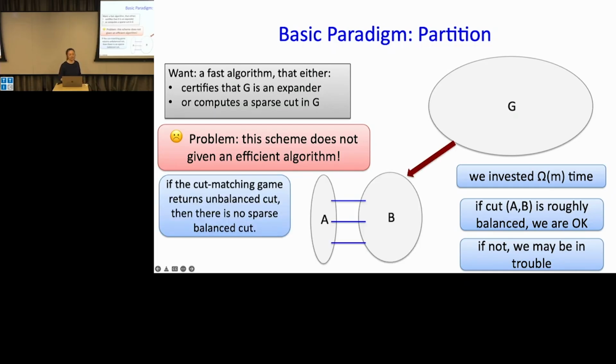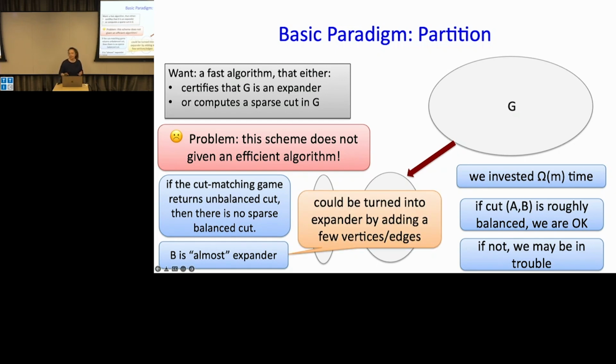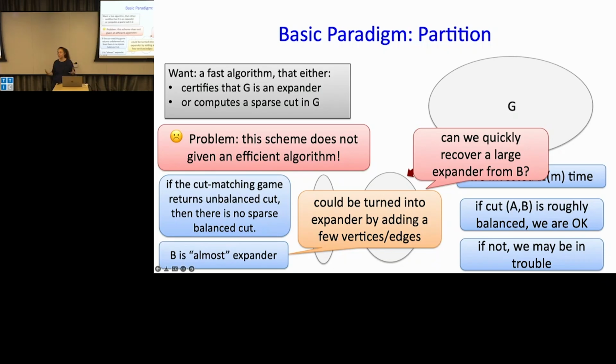One thing to note is that if the cut matching game returns a cut that's very unbalanced, it actually guarantees that there is no sparse balanced cut. And from here, one can infer that B itself is close to being an expander in several different senses. For example, one can add just a small number of edges and vertices to B and turn it into an expander. Of course, I'm not allowed to add edges and vertices. I want to cut my existing graph. But the question is, in a situation like that where B is very close to being an expander, can I very quickly recover a large subgraph of B that's an expander so that I don't have to recurse on B, and then I can recurse on the rest?